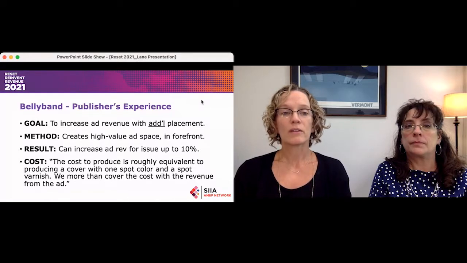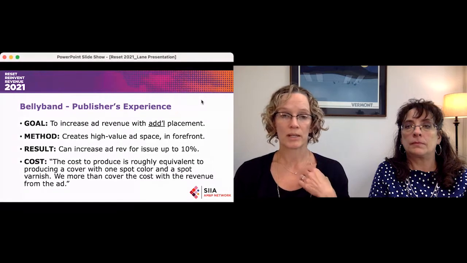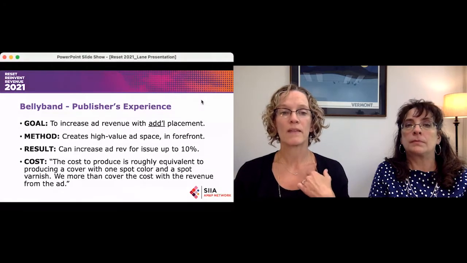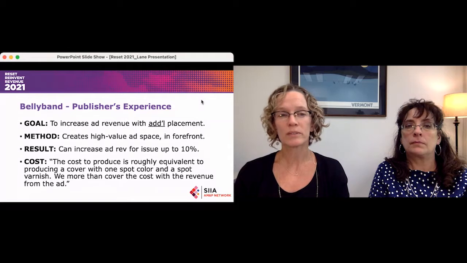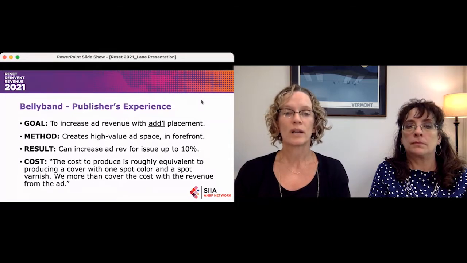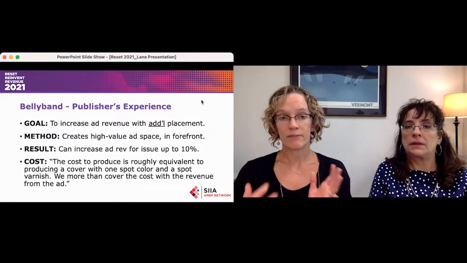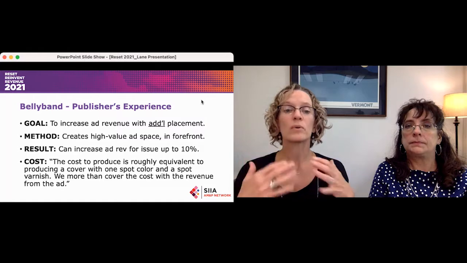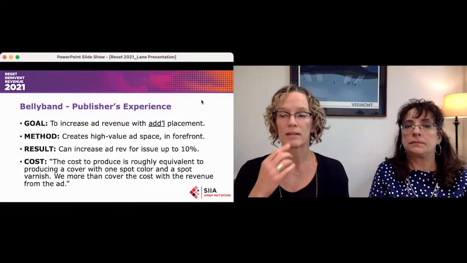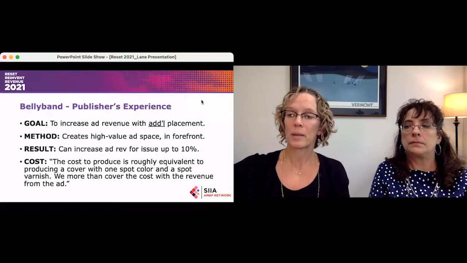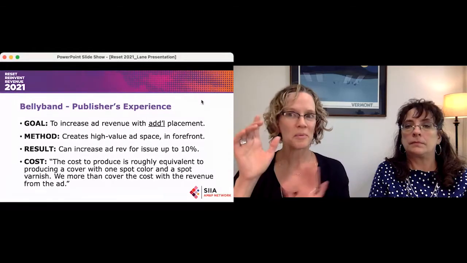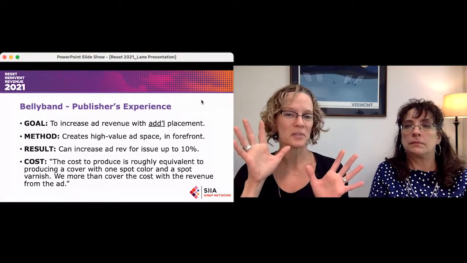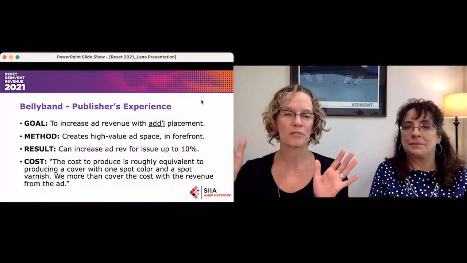Risk says that they can increase ad revenue for one issue up to 10% using that as ad space, and that the cost to produce is roughly equivalent for them to the cost of producing a cover with one spot color and a spot varnish. And what they say for them is that they more than cover the cost with revenue from the ad. So now let's talk a little bit about the cost to produce a belly band. And I'm moving kind of quickly because we have these 5 awesome things we want to talk about. So we're going to kind of move swiftly along.